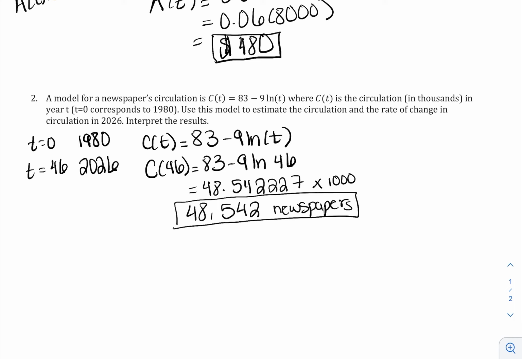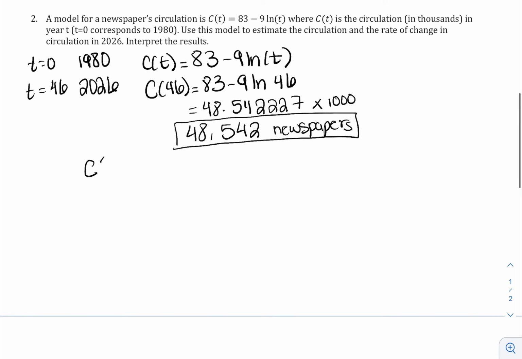Now, what is the rate of change? Well, now I need to do C prime of 46. So first I need to find C prime. And I don't need any algebra here. The derivative of 83 will be 0, and the derivative of ln of t will be 1 over t, so it will be negative 9 over t. So now I can do C prime of 46. So it's going to be negative 9 over 46.